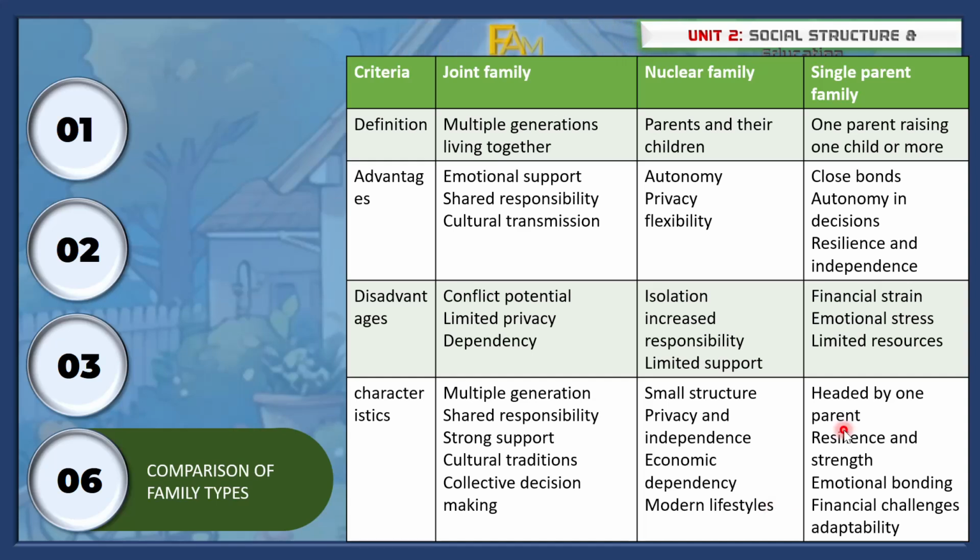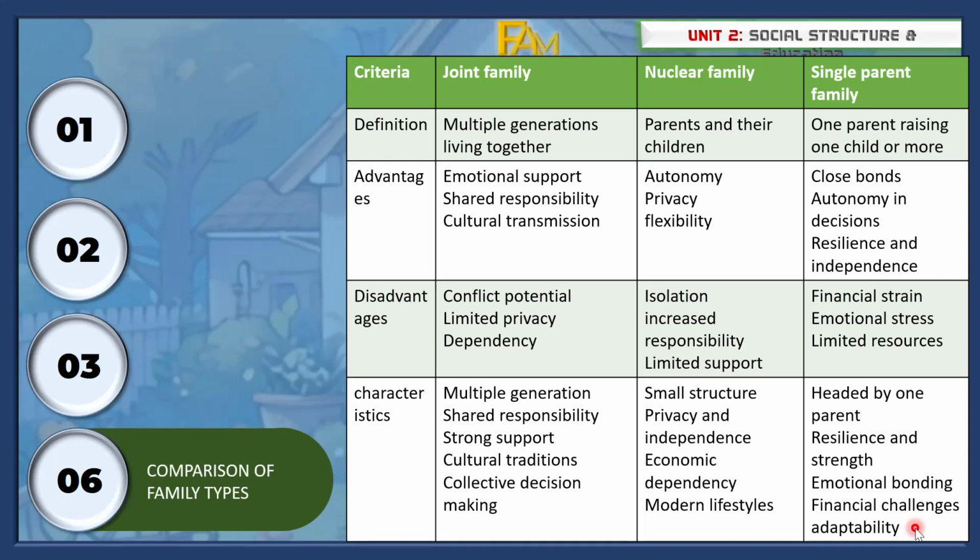Now look at the characteristics of single parent family. Headed by one parent, either a mother or a father. Resilience and strength requires the parent to balance multiple roles effectively. Then emotional bonding, close relationship between the parent and the children or the child due to shared challenges. Then financial challenges, often relies on a single income source, so there will be financial challenges in a single parent family. Adaptability. Children and the parent learn to adapt and work collaboratively to manage responsibility.